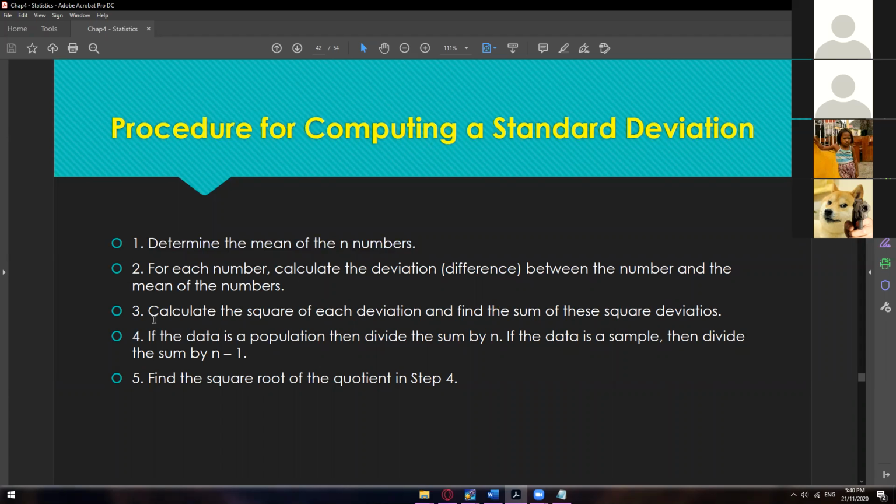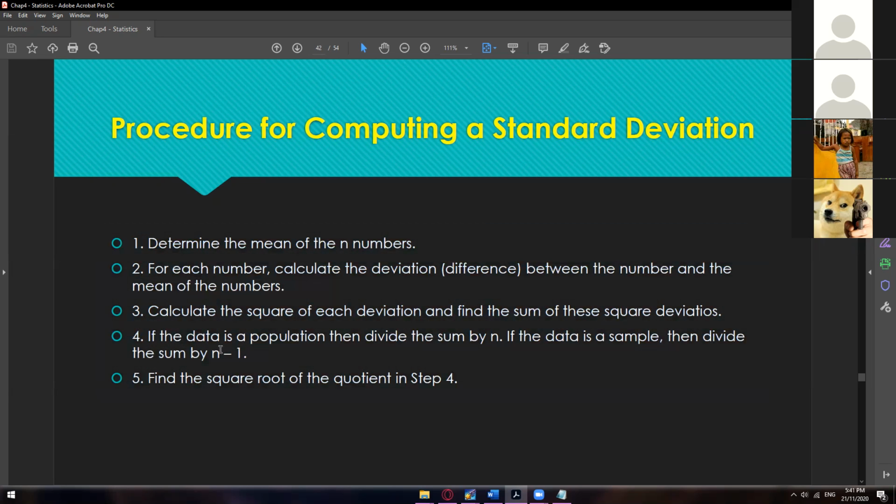Number 3: calculate the square of each deviation and find the sum of these squared deviations. Later I will show you on the next example, since we don't have that in the past examples. Number 4: if the data is a population, divide the sum by n; if the data is a sample, divide it by n minus 1. And lastly, once you're done with those 4 steps, find the square root of the quotient in step number 4.